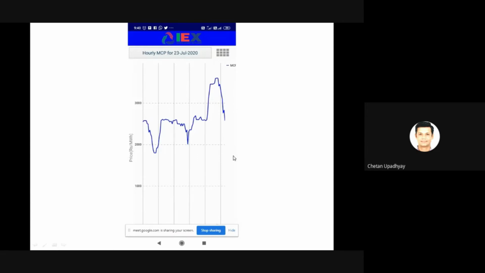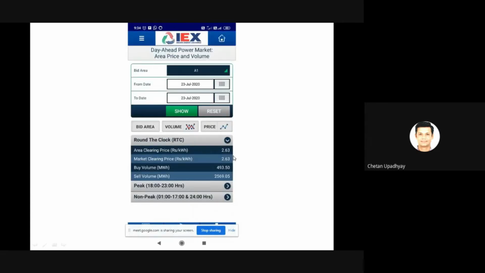So this is what you can get from the first, that is the day ahead market. That is a report of the day ahead market. That means on 23rd, whatever is going to happen, that is already decided on 22nd. Now, if you go into area price and volume, so here area wise, bid area wise, you can just click on the tab. It will show you the area wise.